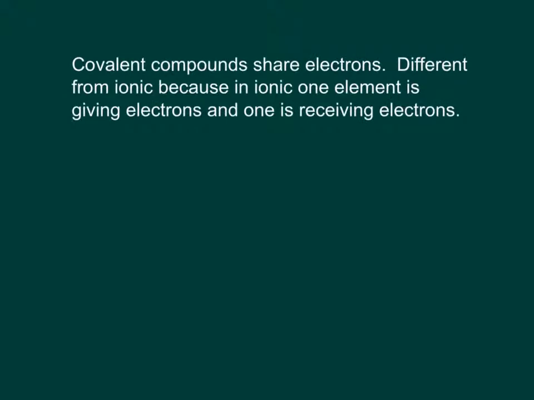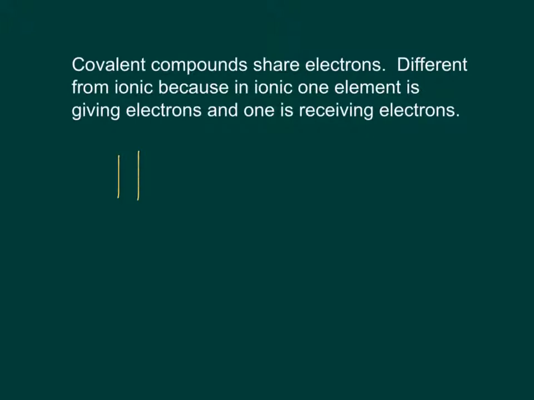Alright, so the biggest difference that we're going to see between covalent and ionic is that in our covalent compounds, they're going to share electrons, okay? Which is different because in ionic, we see that one element is giving electrons and one is going to receive it, okay? And we already showed these with your Lewis structures, alright? But just to highlight, what we're saying is this.